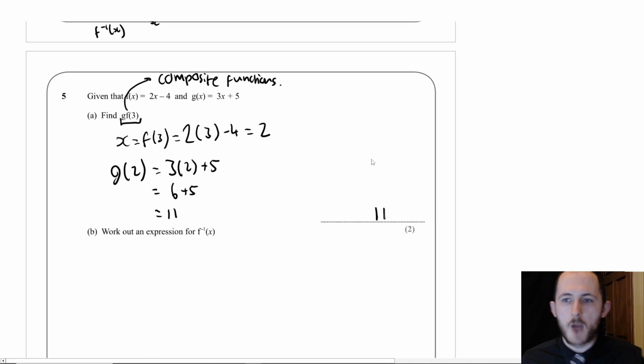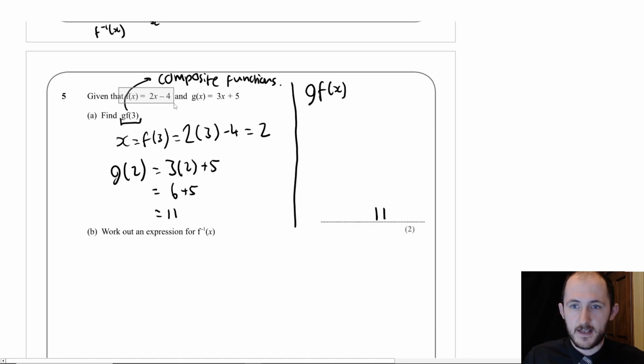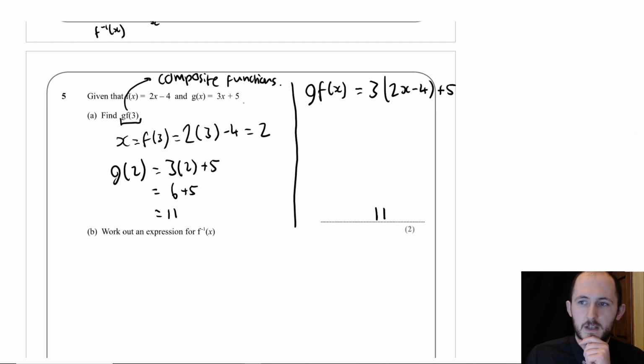Okay, so now I'm going to change the question slightly because this is what they could do. They could say, find an expression for gf of x. So you haven't subbed anything in. What this actually means is you're subbing the whole function f of x as x in this equation. So I'm literally just doing 3 open bracket 2x minus 4 plus 5. Can you see I've taken all of f of x and I've shoved it in for x in this equation? So then it equals 6x minus 12 plus 5.